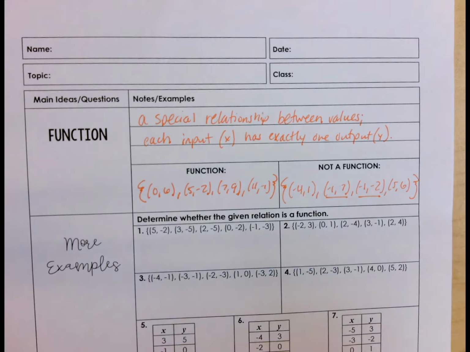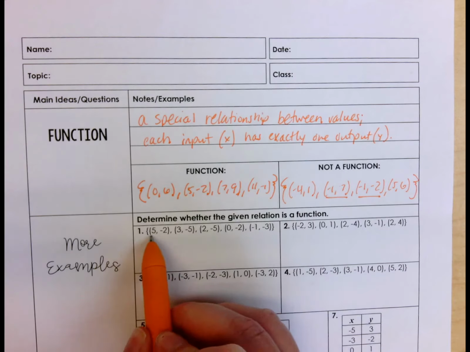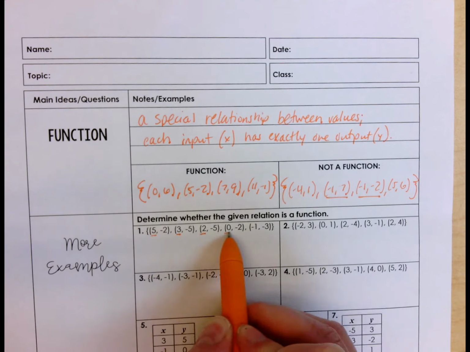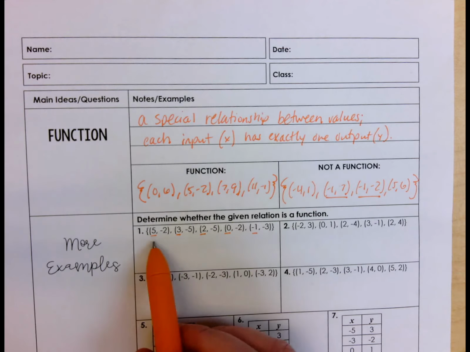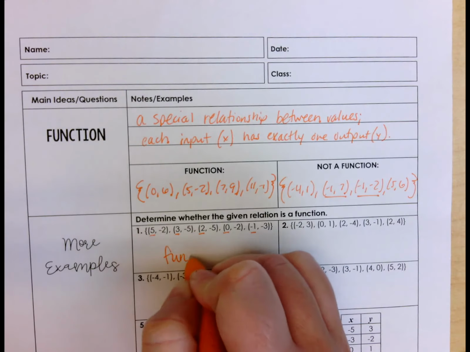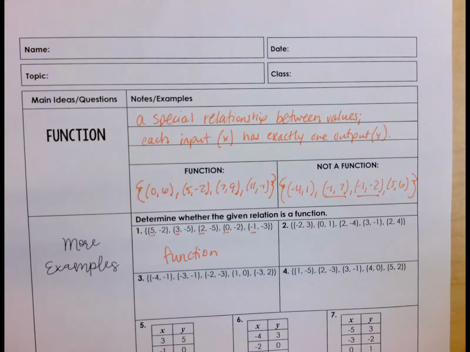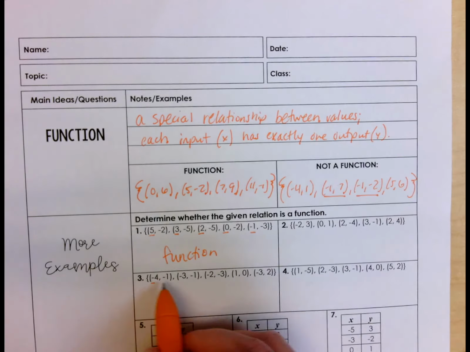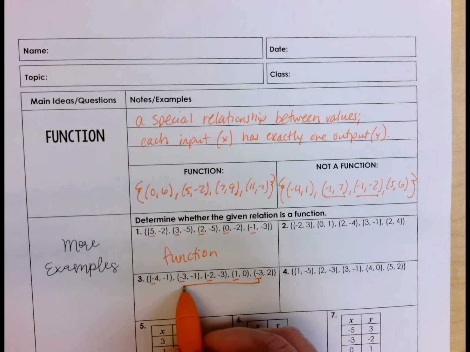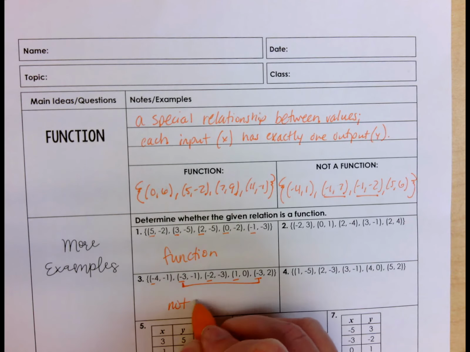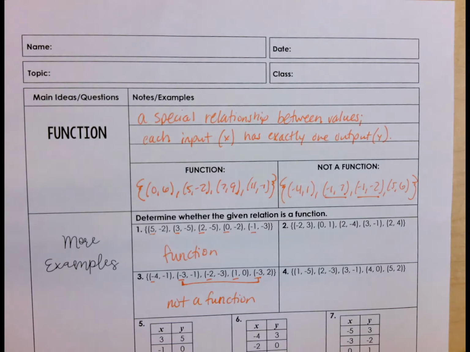We'll start going through these. So same thing here. We're looking for x values that don't repeat. And so here we have negative 1, 0, 2, 3, and 5. So yes, this is a function, okay? Here we have negative 4, negative 3, negative 2, 1, and negative 3. And those two are repeating x values. They're both negative 3, so this is not a function, okay?